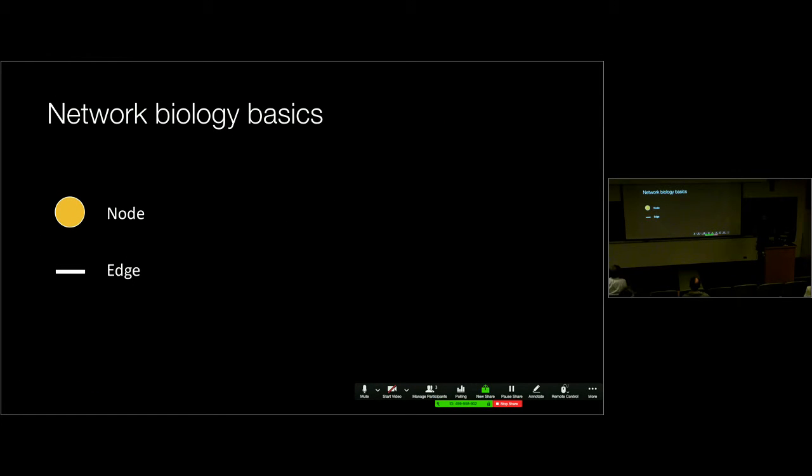And the lens that I'm going to use to kind of make sense of this is network biology. And at the core of network biology is a really simple pair of ideas, and that is the node and the edge. Nodes are these kind of discrete entities that we care about, and edges are the relationships between them.